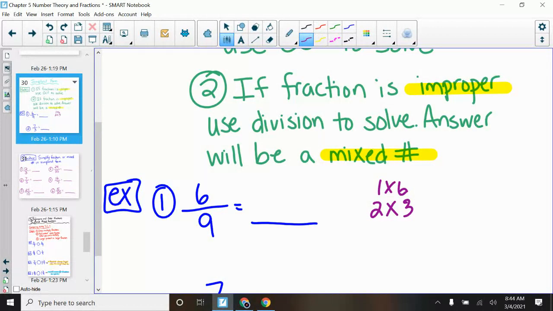Xander, what are 9's factors? It's 1 times 9 and 3 times 9. And what? And 3 times 9. 3 times 3. What in the world? 3 times 3, there we go. The little eraser keeps popping up.